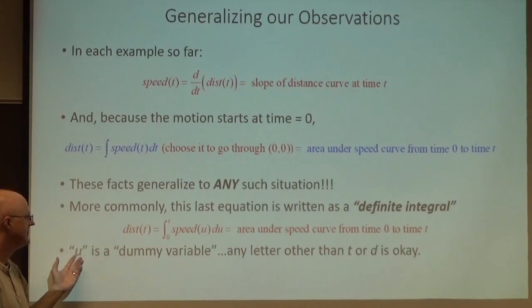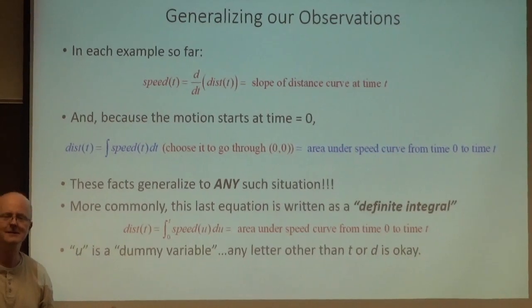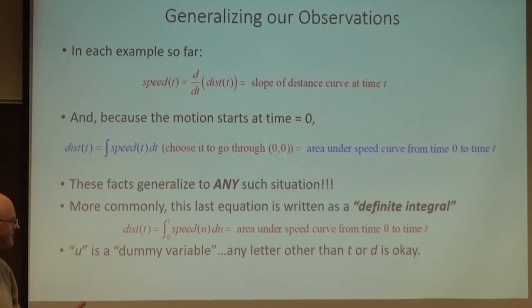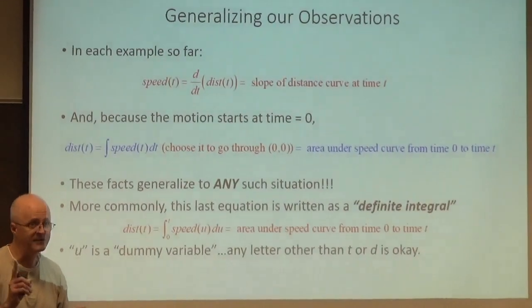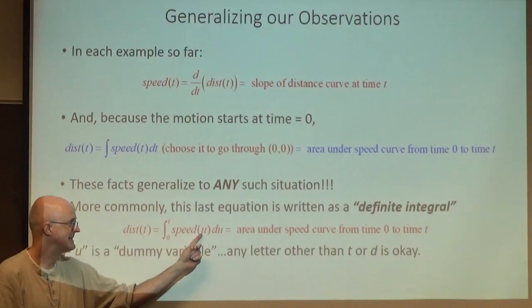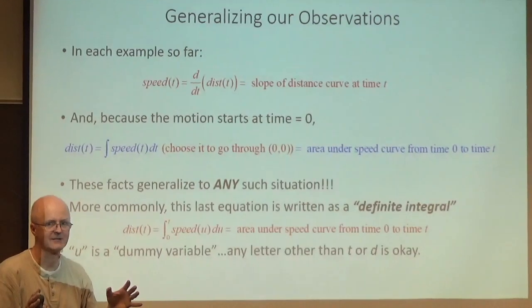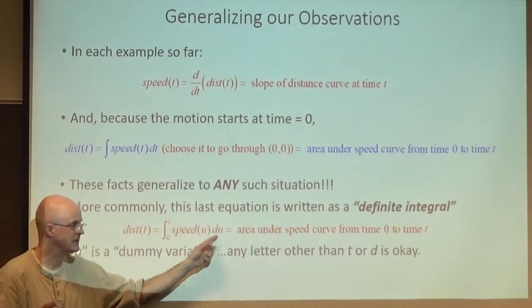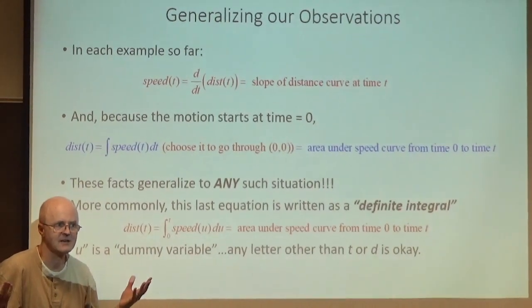What is u? u is called a dummy variable. Why? Because it doesn't matter what letter you use. Anything other than t or d would be okay here. We don't want to use t or d because we've already got places for t and d. Although I will tell you, some scientists and engineers go ahead and put a t there and there anyway. It's not really a good idea. And I don't want you to do it. Put some other letter there. u is a common letter to use.